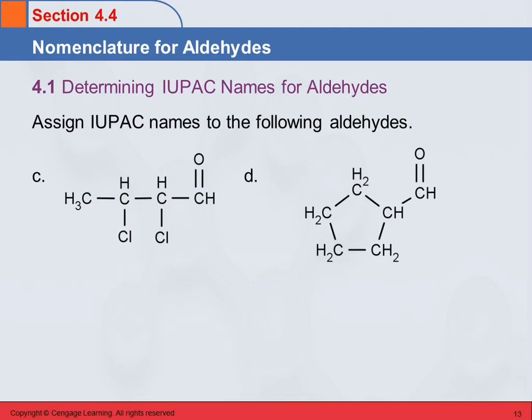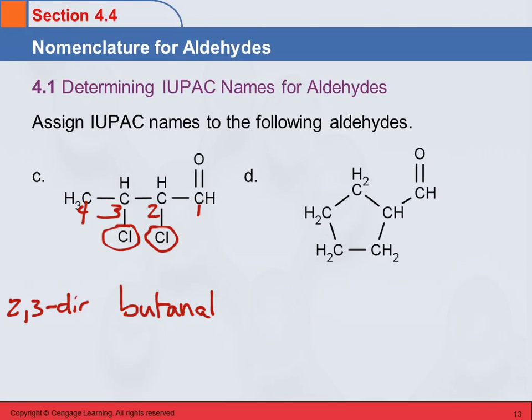Let's do a couple more. Okay, so the longest chain for letter C, this is more straightforward. 4 carbons, right? 4 carbons is butane. So butane becomes butanal. This would be 1, 2, 3, 4. And now we've got chlorines here. We haven't seen halogens for a while. It's chloro. There's 2 of them, so dichloro, and they're on carbons 2 and 3. So this is 2,3-dichlorobutanal.